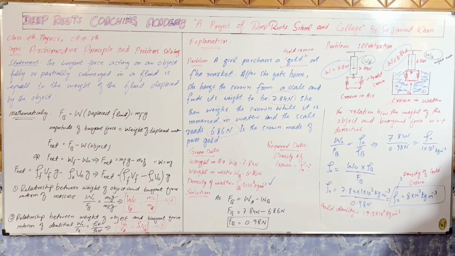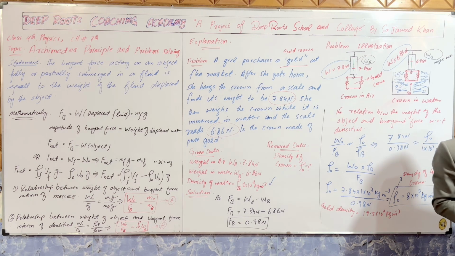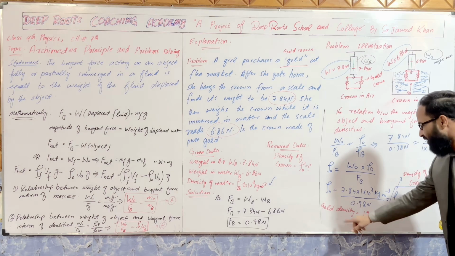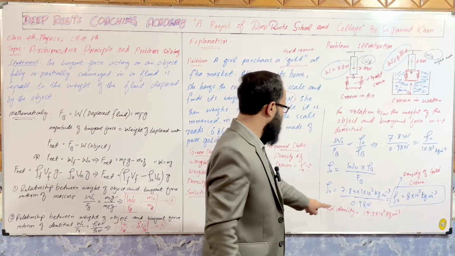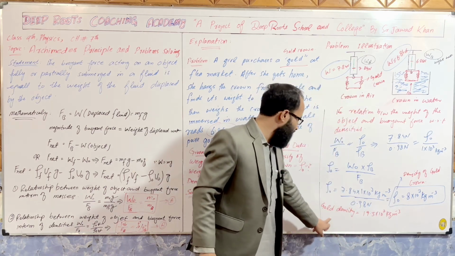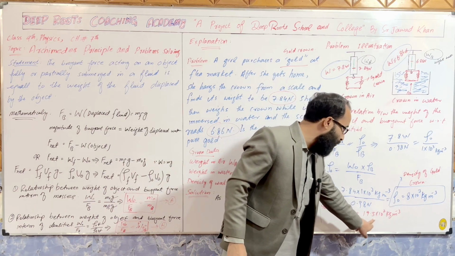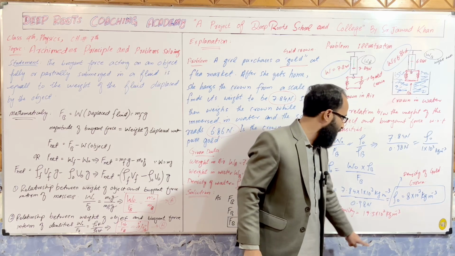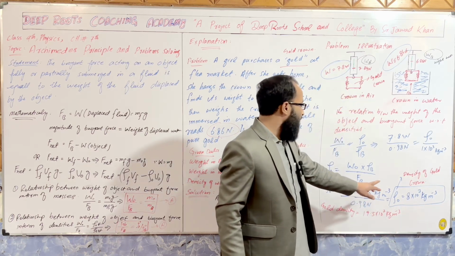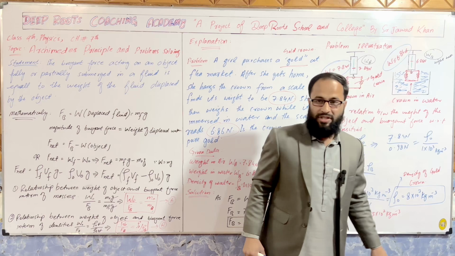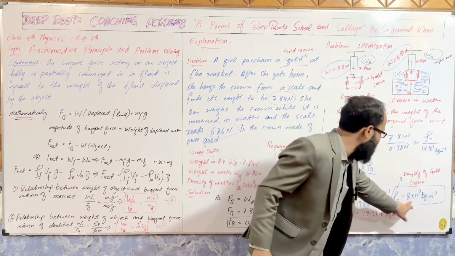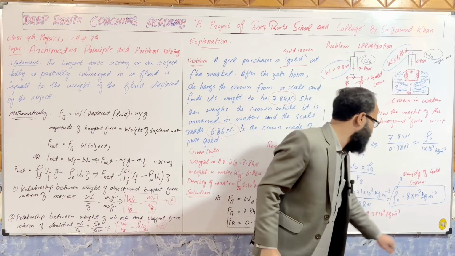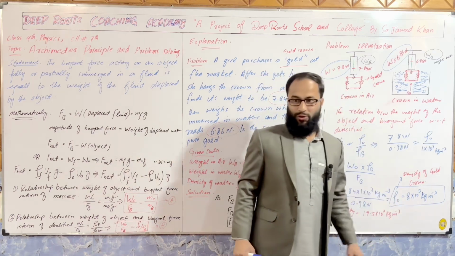As you know, 19.3 multiplied by 10 raised to power 3 kg per meter cube is the original density of the gold. Now there is a lot of difference between these two values. The original value of the gold density is 19.3 multiplied by 10 raised to power 3 kg per meter cube, and the arrived value from the problem is 8 multiplied by 10 raised to power 3 kg per meter cube. So the difference is very huge.